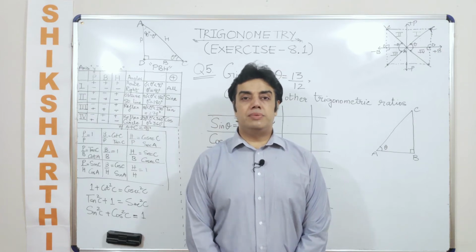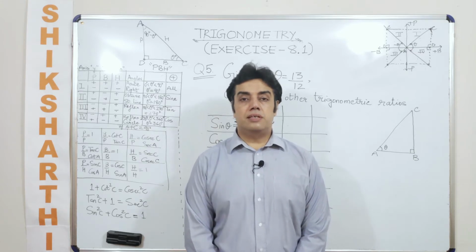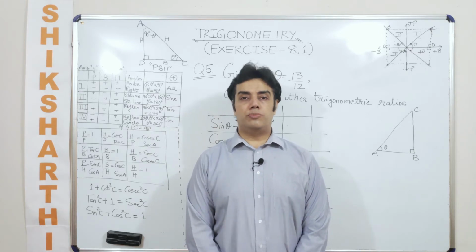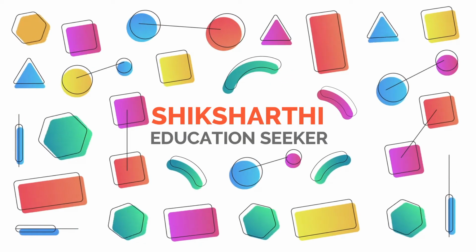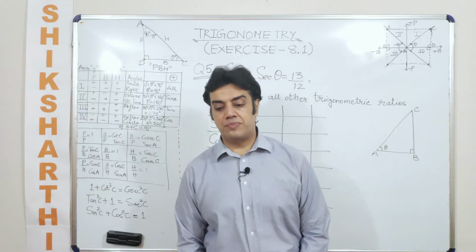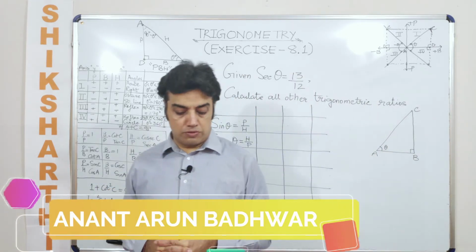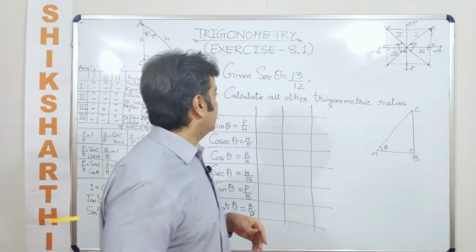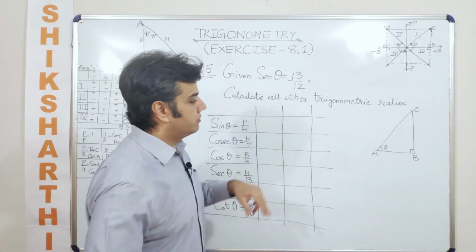In this video, we'll be discussing question number 5 to 8 of exercise 8.1 on trigonometry. So let's start. So talking about question number 5 now. Question number 5 says, given sec theta is equal to 13 by 12, calculate all other trigonometric ratios.